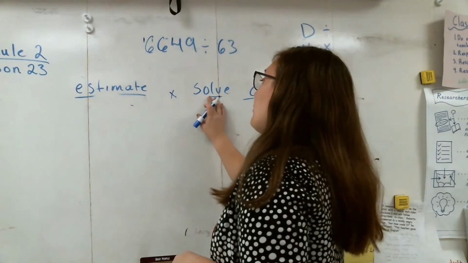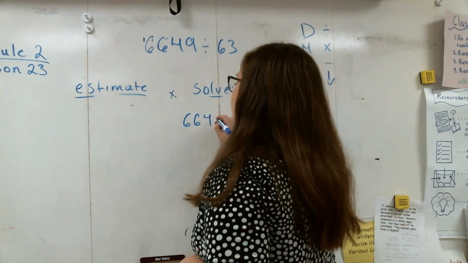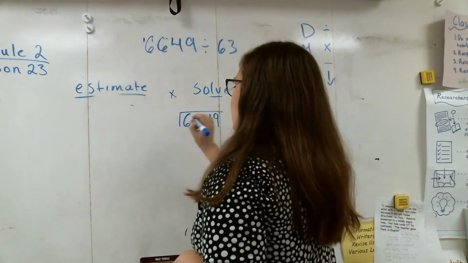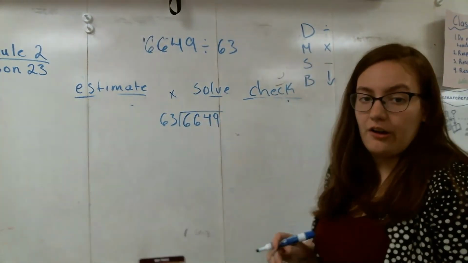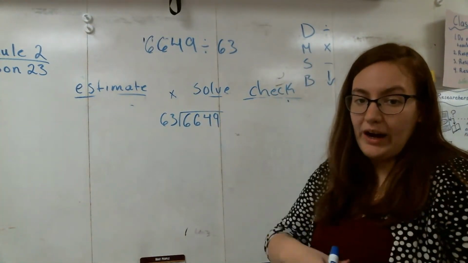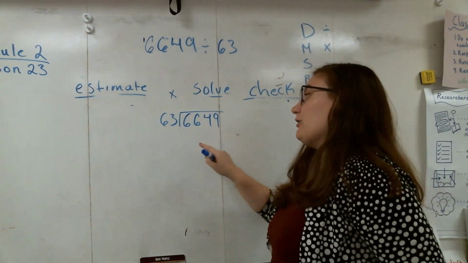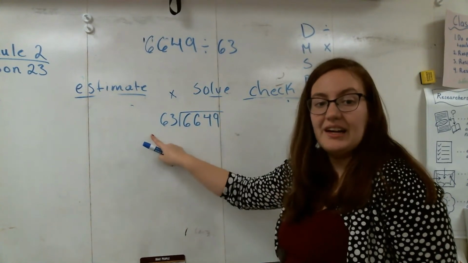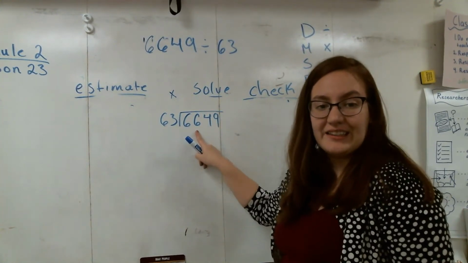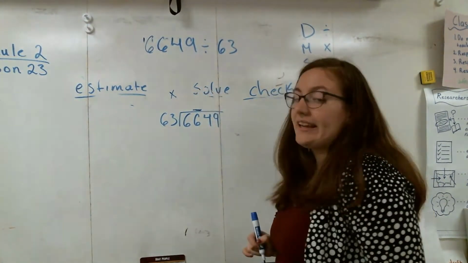So as always, I usually want to write my standard algorithm first so I can see what I'm trying to solve for. And what I'm going to start off with is just checking where I should start in my problem. So do I start here, here, here, or here? So 63, can it fit into 6? No, so I'm not going to start there. 63, can it fit into 66? Yes, it can, so I'm going to start in this place value right here.